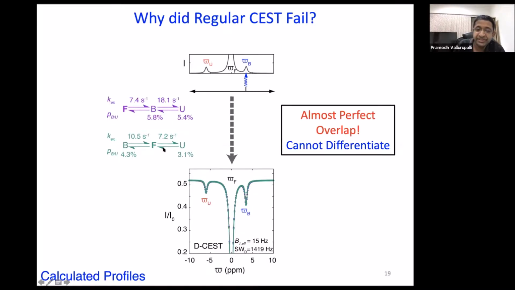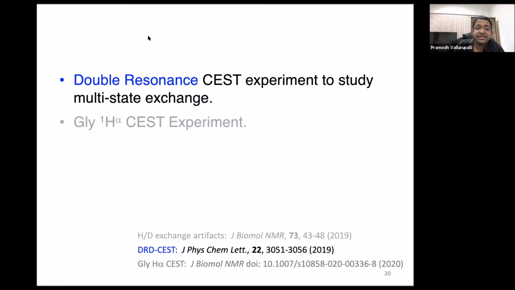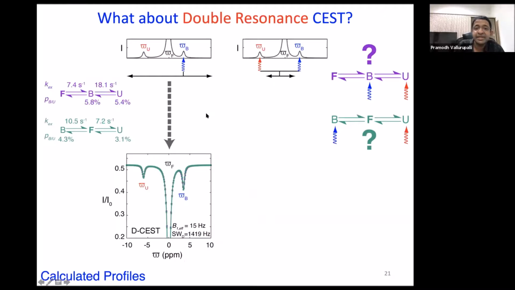between these 2 models. So then I came up with the idea of this double resonance CEST experiment to study multi-state exchange. So the idea here was rather than carrying out a single frequency irradiation and seeing what happens to the major state resonance, we will carry out irradiation at the positions of both the minor state dips and see what happens to the major state resonance. So what was the logic behind this experiment?